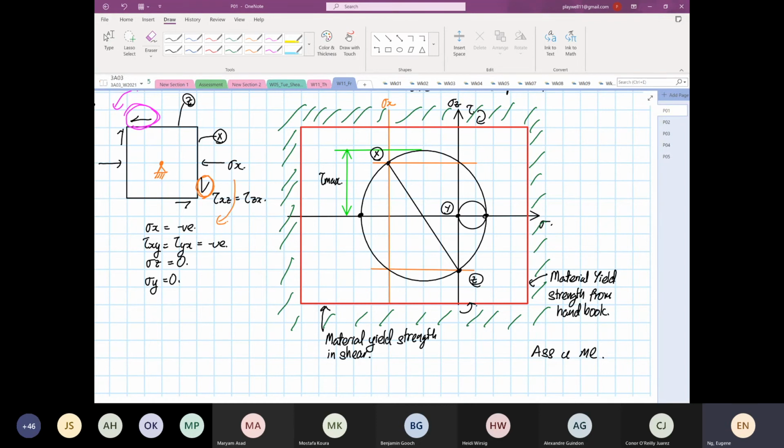Now, when we incorporate 3D Mohr circle, okay, so 2, 4, 5, 2.5. So I'm going to incorporate 3D Mohr circle now. Okay, so now this is 3D Mohr circle.